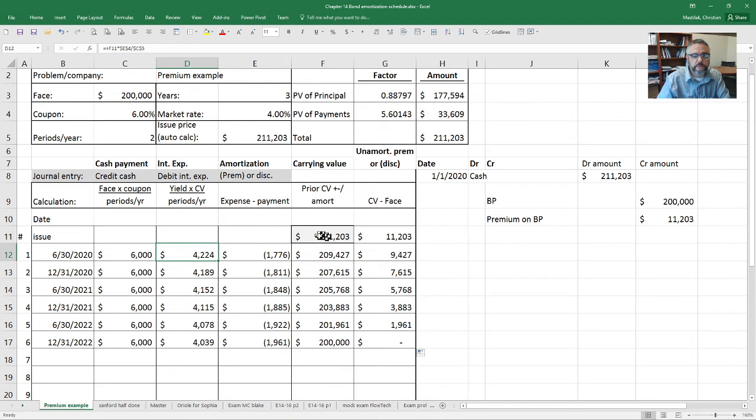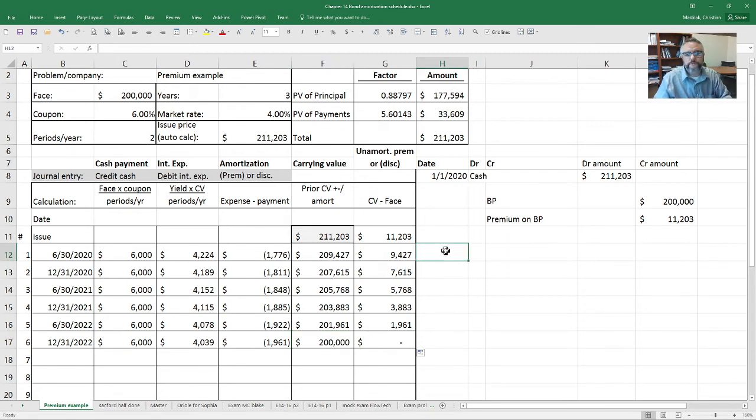You'll notice we have a premium. We have more in our carrying value than the face value of the bond. And just like with a discount, when you have a discount, you want the discount to amortize away so the carrying value moves up to the face value. With a premium, it works the opposite. We have an $11,000 premium that we're making go away, and so at the end of the bond's life, again, all we have left is the face value of the bond. All of this amortization brings the carrying value down to the face value.